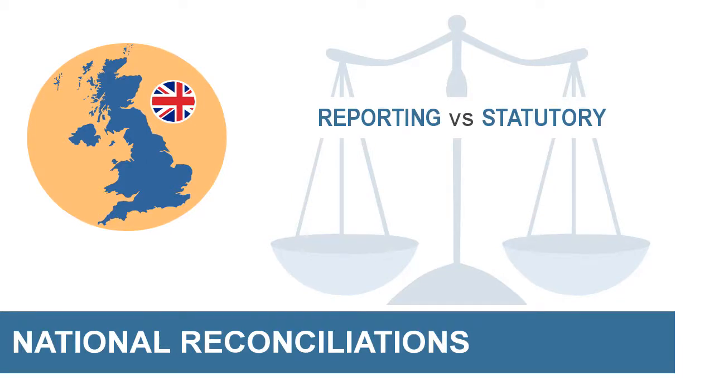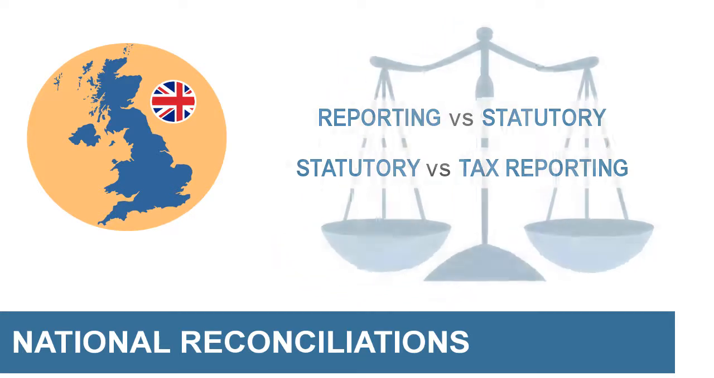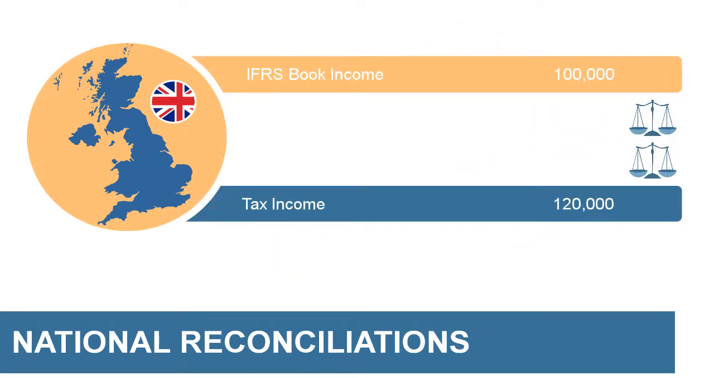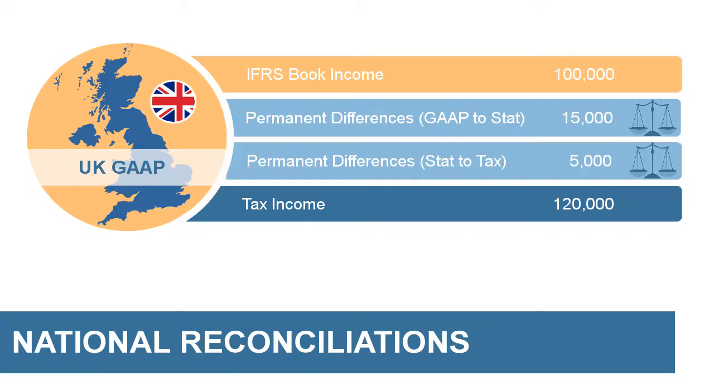When reconciling permanent differences at the national level, note that differences can exist when reconciling from a reporting standard to a statutory standard, or when reconciling from the statutory standard to a tax reporting standard. For example, say your reporting standard is IFRS and the tax return basis in the UK is UK GAAP. Any permanent differences are entered in accounts under the GAAP to Stat parent. Reconciling from UK GAAP to taxable income, these permanent differences are entered under the Stat to Tax parent.